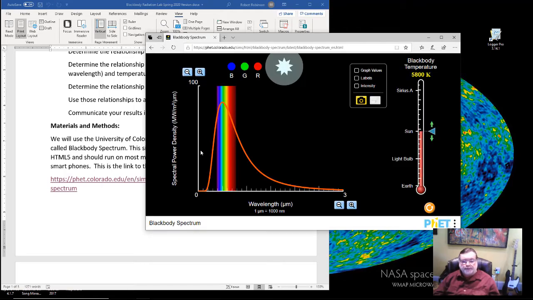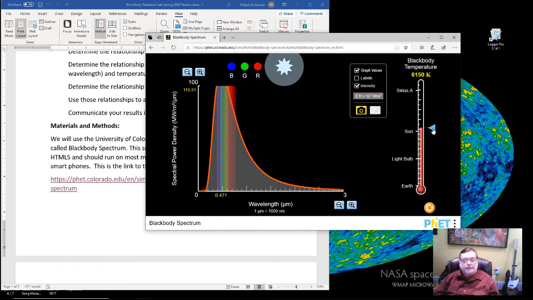When you start the simulator, this is what you will see. There is a control box that turns things on and off. We're going to want to turn on graph values, and we're going to want to turn on intensity values. The graph values give you the height of the curve at a given point and the wavelength of the curve at a given point. The spectral power density is the power at a given wavelength. By default, it will show you the peak of the curve that you're on. So if we move the temperature around, it moves the peak left and right and gives us different readings.